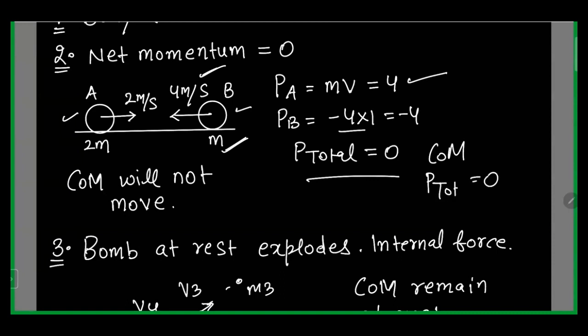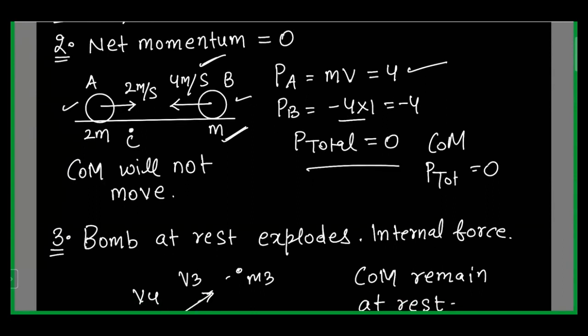So the center of mass will remain fixed. Your bodies are moving, but the center of mass will remain fixed here. It will not move. So can you tell me, will it be here or here? Will it be close to 2m or close to m? As I mentioned in the last class, the center of mass is always closer to the heavier body. So your center of mass will be somewhere here and it will remain fixed. However, the individual bodies are moving.